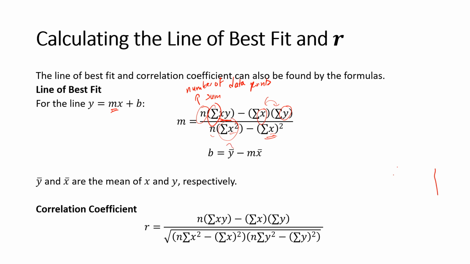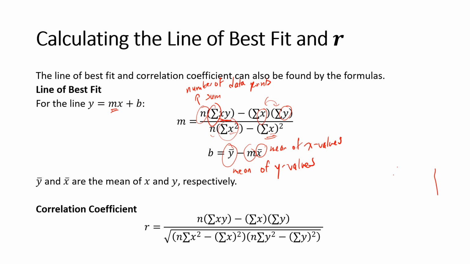The y-intercept is found by getting the mean of the y values minus the slope, so you've got to get the slope first, times the mean of the x values. And that should give you an exact line of best fit.